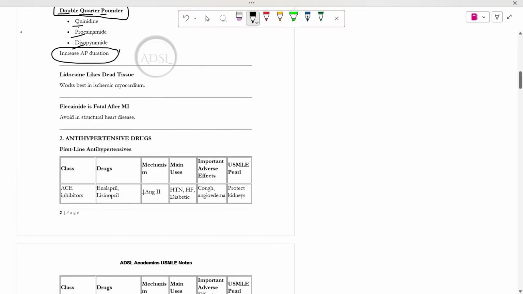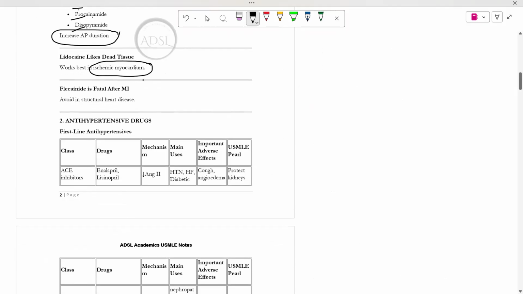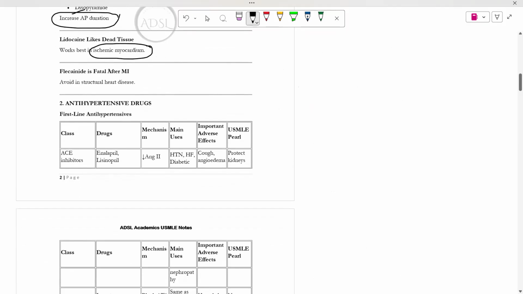Lignocaine works best in ischemic myocardium. So usually when there is ventricular tachycardia or ventricular fibrillation after myocardial infarction, you use this. But if you use flecainide, which is 1C, in a patient with myocardial infarct, it can cause death. So please don't use 1C in a patient who has myocardial infarct.